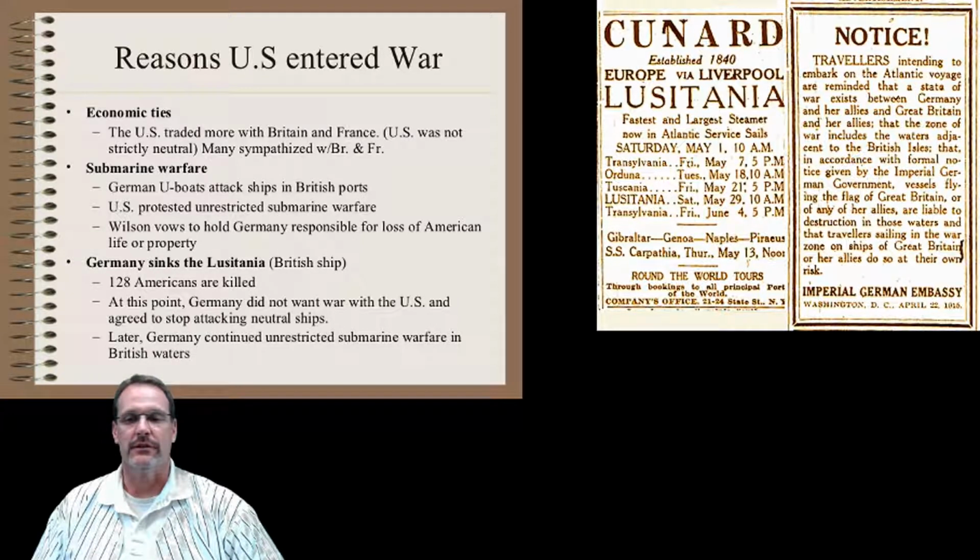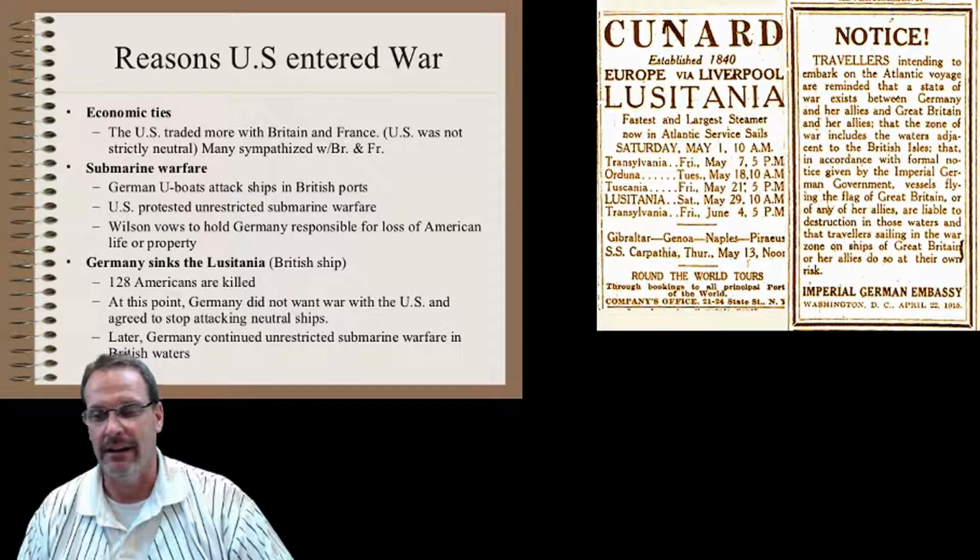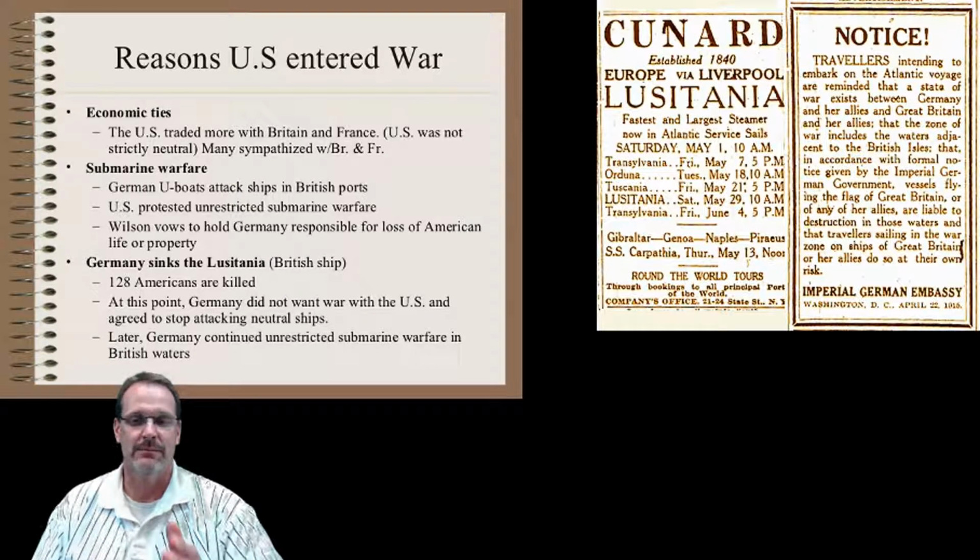Submarine warfare was another issue. This is basically a warning that was set out by the Germans as notice to travelers. If you are embarking on an Atlantic voyage, you're reminded that the state of war exists between Germany and yourself. And if you get on a ship, you are basically putting your life at risk. It says vessels flying the flag of Great Britain or any other of our allies are liable to destruction in those waters, and that travelers sailing in the war zone on ships of Great Britain and her allies do so at their own risk. Okay, so that's a warning the Germans put, and this is Washington, D.C., April 22nd, 1915. So that's a warning basically directly given to us by the German government.